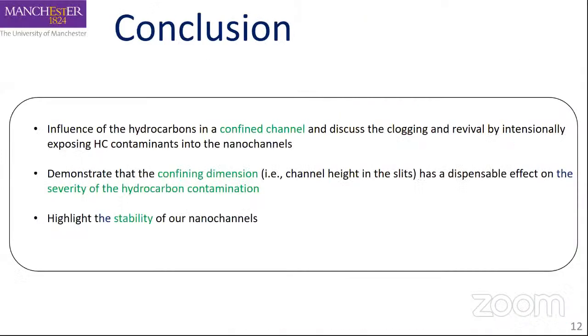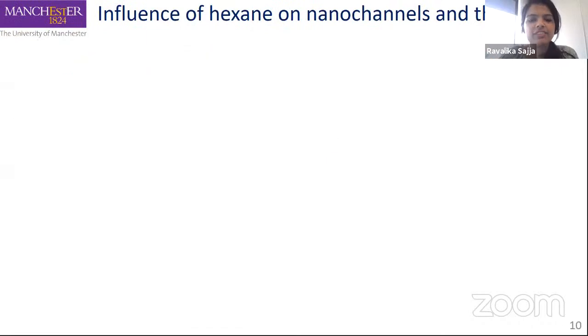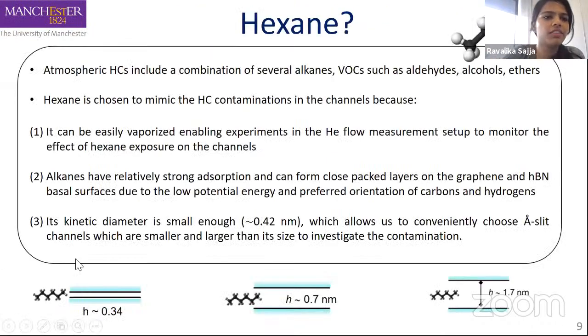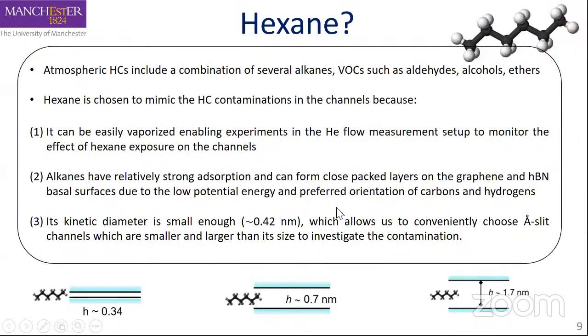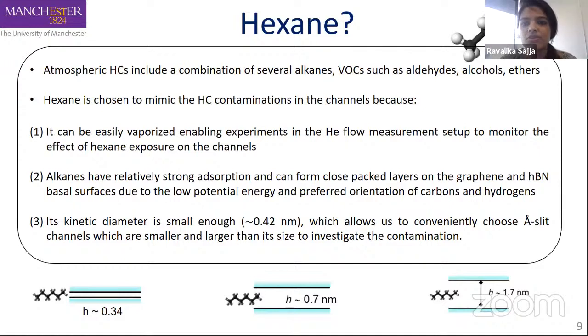Yeah, so we did try and think of many other available alkanes, but majorly the reason was that hexane we could easily vaporize, so it was easier for us to do comparison. And also the channels which we fabricate are basically with graphene spacers. So depending on the spacer, it was easy for us to fabricate devices with higher and lower confinement relative to the diameter of hexane.